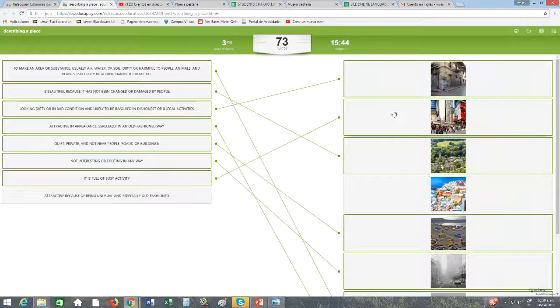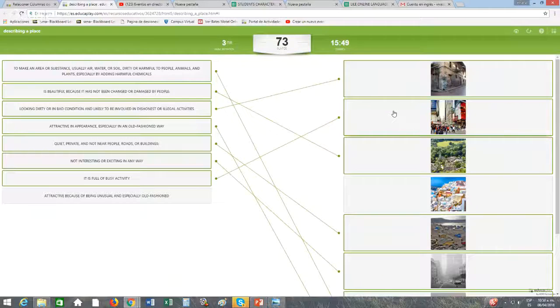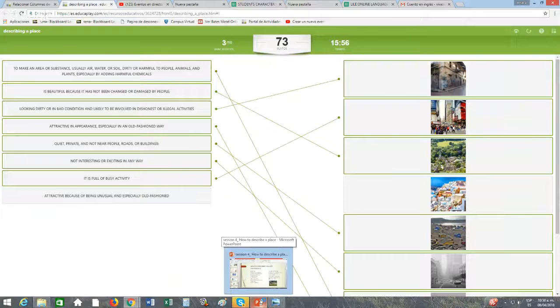Okay, in this picture, I have a lot of activities, a lot of people, and normally a person is very busy. Very, very busy. I have a lot of buildings. According to the vocabulary, which word can we use to describe it? I think it's crowded. Yes, normally a lot of people, many people.